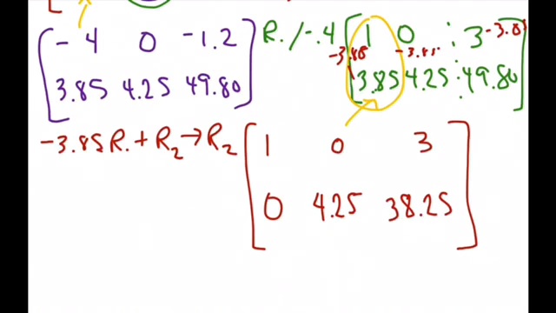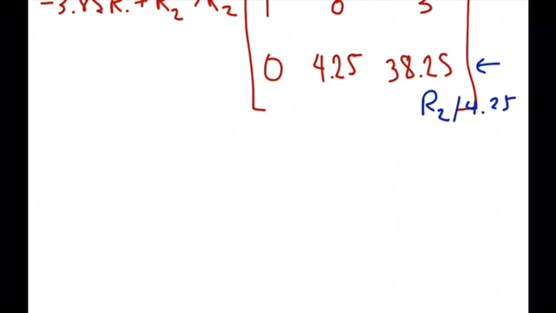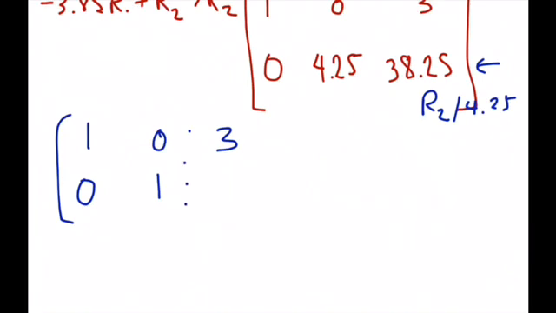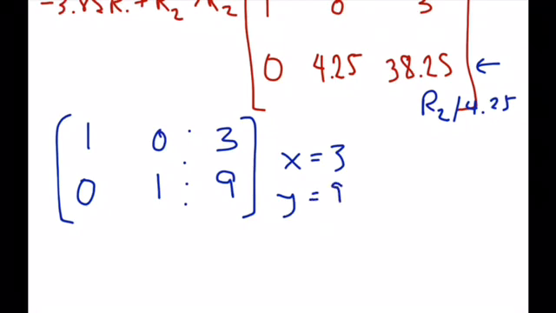So what I'm going to do next is reduce this second row by taking my row 2 and dividing it by 4.25. So the top row is going to remain the same. 0 divided by anything is 0. 4.25 divided by 4.25 is 1, so I see my identity matrix taking shape right there. And then 38.25 divided by 4.25, when I do the math on my calculator, I'm going to get 9. That means x equals 3 and y equals 9. So here again, in context, it means that he bought 3 turkey sandwiches and 9 beef sandwiches.